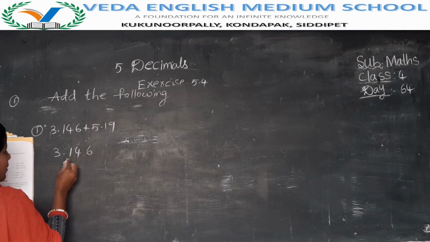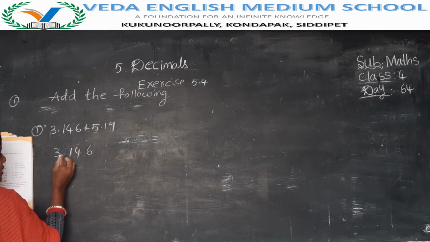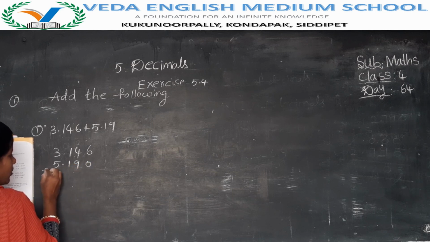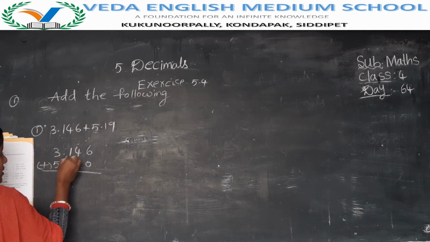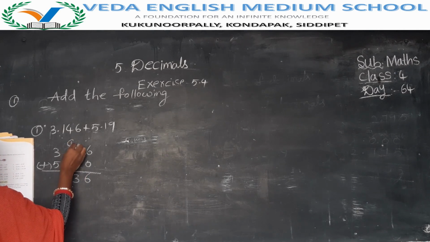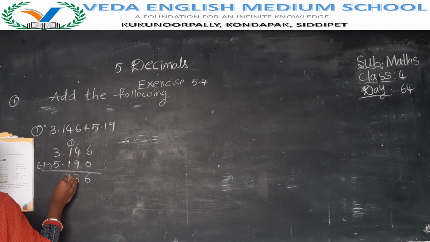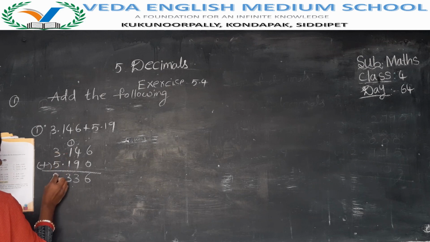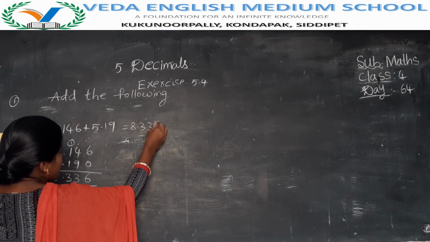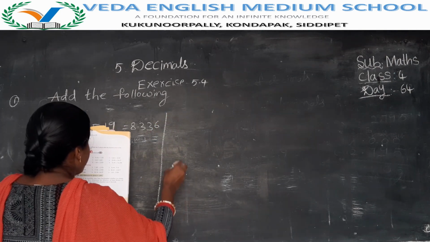3.416 plus 5.190, here whole number part ones place. Then add: 6 plus 0 is 6. 9 plus 4 is 13, 3 here, 1 will become carry. 1 plus 1 is 2, 2 plus 1 is 3. 3 plus 5 is 8. So the answer is 8.606.